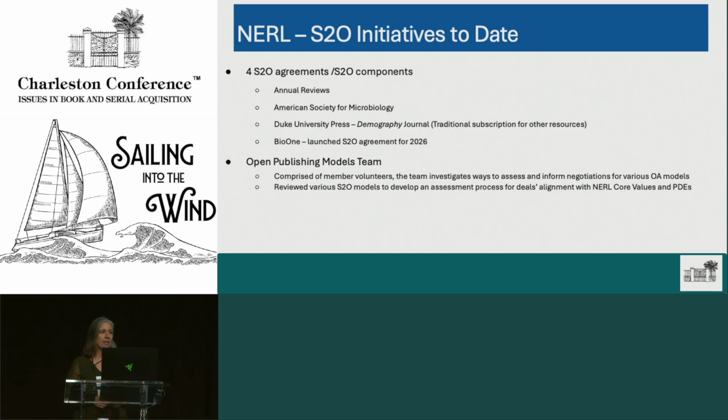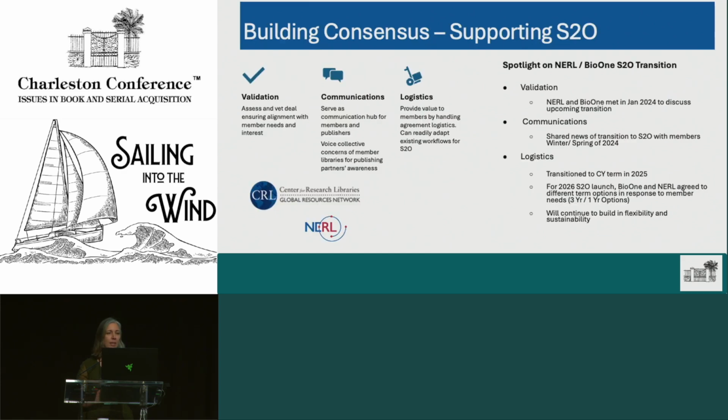In addition to the license agreements, NERL and CRL have an open publishing models team, and this is comprised of member volunteers who investigate ways to assess S2O or OA offers and inform negotiations for various OA models. So realizing that those are a little bit different than the traditional subscription models, that team is interested in how we understand how to assess those. And as part of their work, they've been reviewing various S2O models to develop an assessment process and see how those align with NERL's core values.